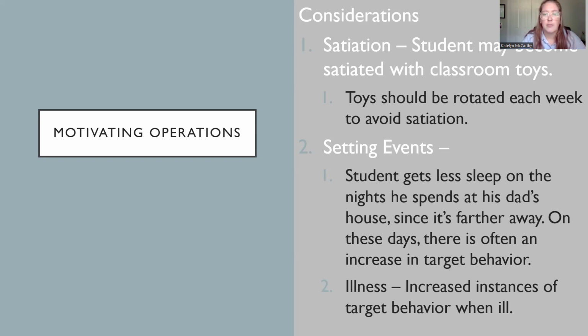Some setting events that may be impacting the student are that he gets less sleep on nights that he spends at his dad's house. He spends a few nights a week at dad's house and a few nights a week at his aunt's house. His dad's house is about an hour away from school, so he's getting significantly less sleep on those days. And we have noticed an increase in behaviors on those days. When the student has been ill, there have also been increased instances of target behavior, and it is the beginning of the school year, so illness is pretty rampant right now.